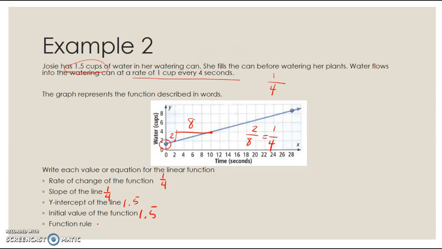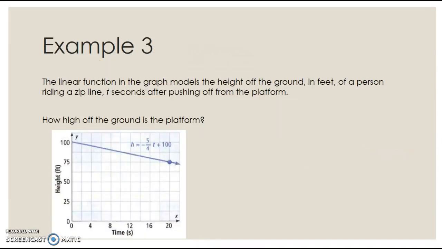So our function rule is going to be y equals our rate of change, because we're going y equals mx plus b. So our rate of change is 1/4. So 1/4 x plus 1.5. Or you could write it y equals 1/4 x plus 3/2. Your choice, or whatever Math Excel tells you to write there. And that's how you would write it. But notice that whether it's from the graph or from the paragraph, we get the same information, and it creates the same equation.